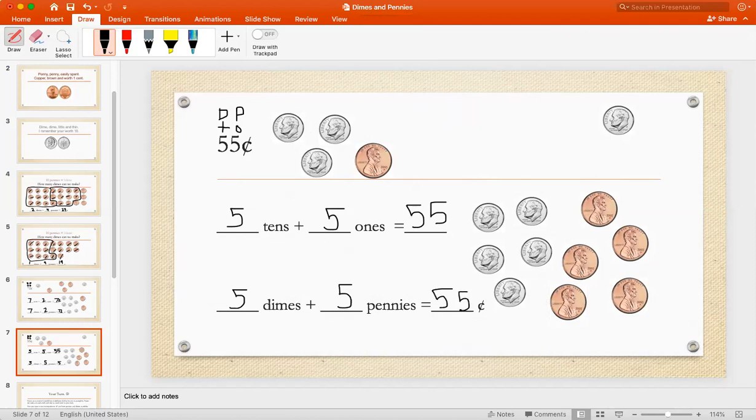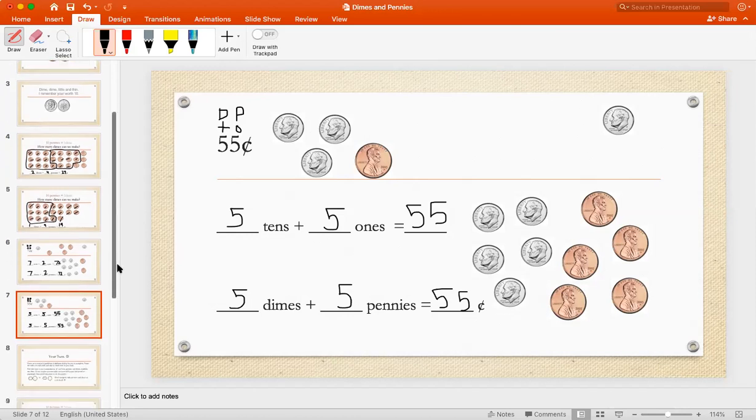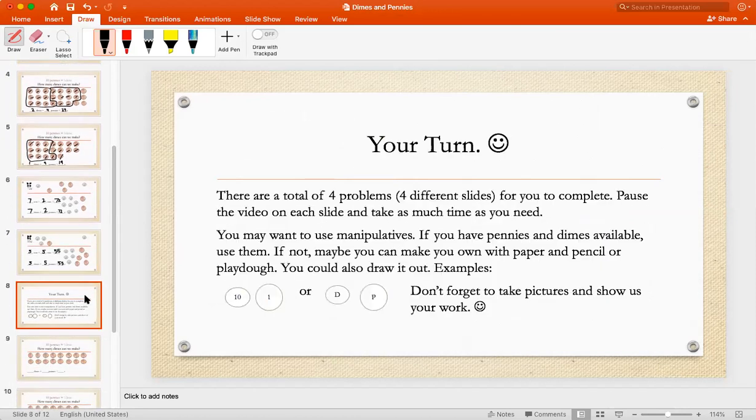Now on this one, we're going to read it to make sure it makes sense. 5 tens, or 5 sets of 10, plus 5 ones equals 55. 5 dimes plus 5 pennies equal 55 cents. Does make sense.